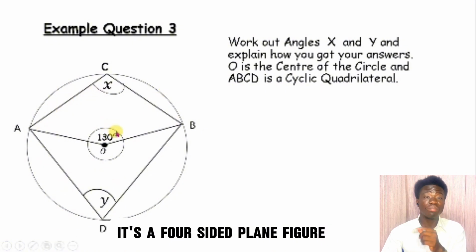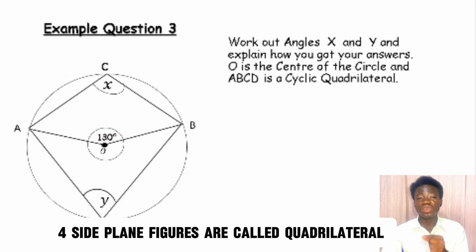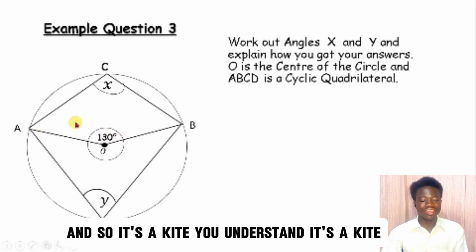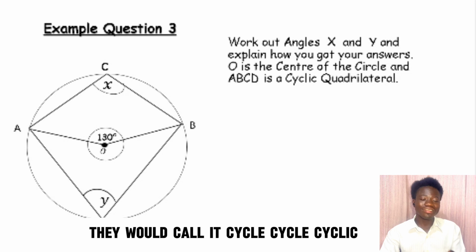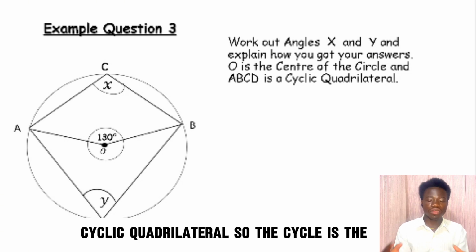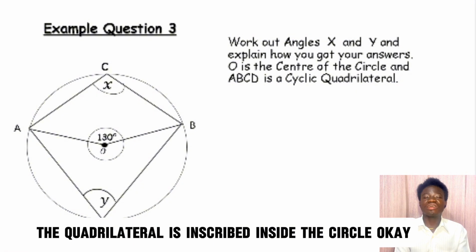It's a four-sided plane figure. Four-sided plane figures are called quadrilaterals. And so it's a kite, you understand? It's a kite. And once a four-sided plane figure is inside a circle, then we call it a cyclic quadrilateral.